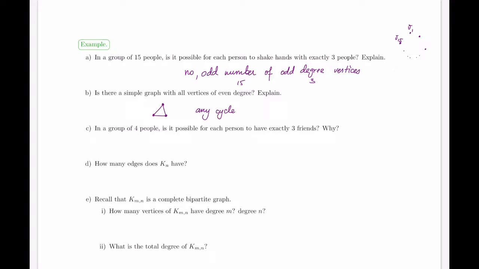In a group of 4 people, is it possible that each person has exactly 3 friends? Why? So friendship is a relationship that is what we call symmetric. So if somebody, a vertex, a person, is friends with another person, we're going to assume that they're both friends with each other. So it's a relationship that holds both ways. So we can think of the 4 people such that we can put 3 edges connected to every single person. And this is also, is it possible?